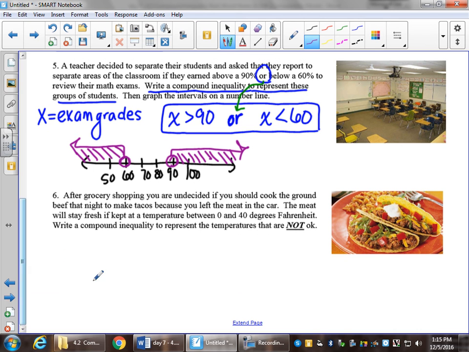After grocery shopping, we're on number 6. After grocery shopping, you are undecided if you should cook the ground beef that night to make tacos because you left the meat in the car. That's gross. The meat will stay fresh if kept at a temperature between 0 and 40 degrees Fahrenheit. Write a compound inequality to represent the temperatures that are not okay. Interesting. The unknown is the temperature, because that's what we're talking about. So x equals temperatures.